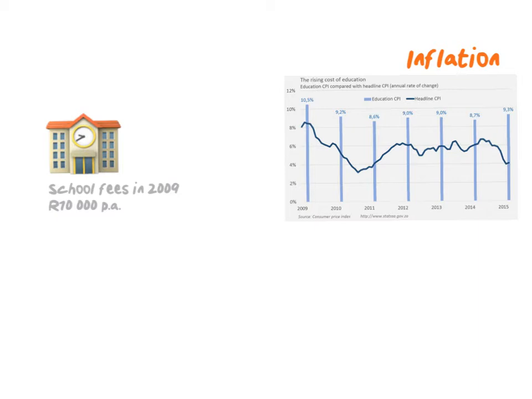Here on the right, we have a graph showing the inflation rates for different years, all the way from 2009 to 2015. And the bars are specific for the education sector. So let's say a specific school's fees were R10,000 back in 2009. If the school wants to increase the school fees in accordance with the inflation rate, they will add on 10.5% for the next financial year.